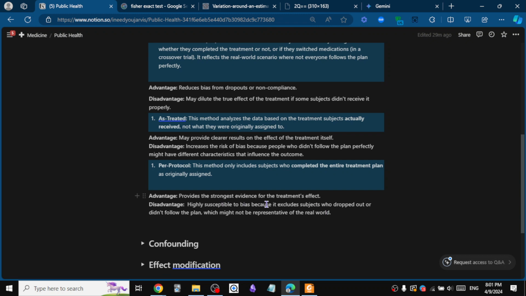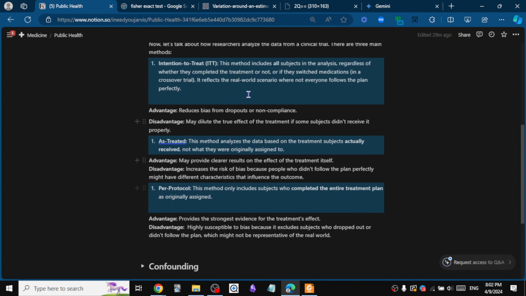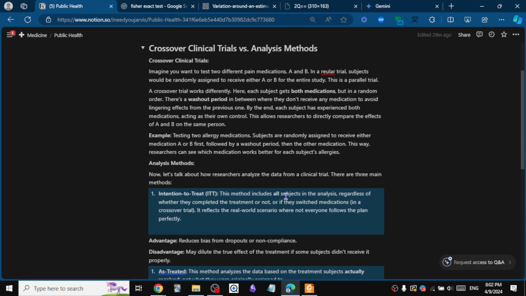It is highly susceptible to bias, because it excludes subjects who dropped out or didn't follow the plan, and which might not be representative of the real world, because I cannot generalize now. The ones who finished, right? Why did they finish? Why did the others drop out? All these answers are important if I want to apply to a larger population, not just limit it to the study, right? So these are the analysis methods.